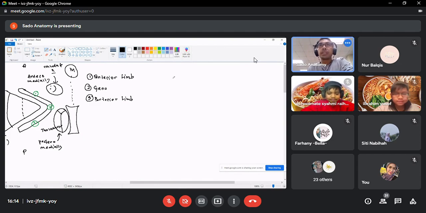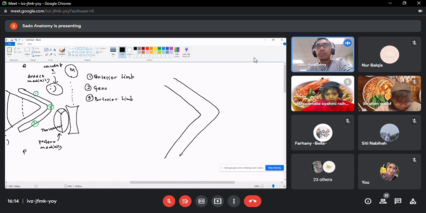Now, I enlarge this diagram again, class. Why do I enlarge this diagram? So that we can see what tracks pass through each part of your internal capsule. Now we will be more precise with this diagram. I don't need to draw in detail, I think you already know.